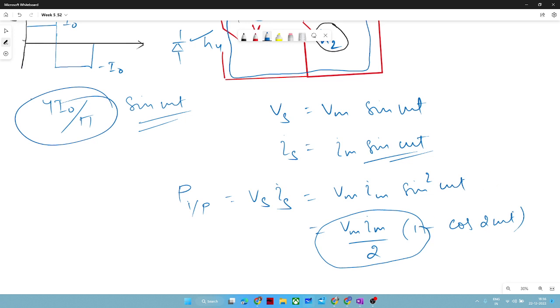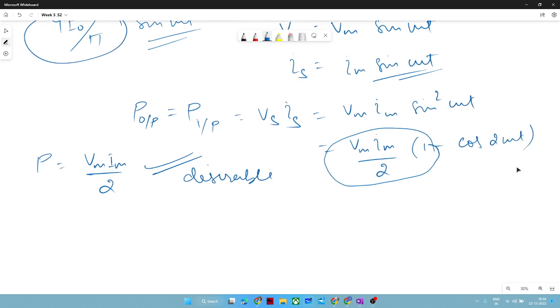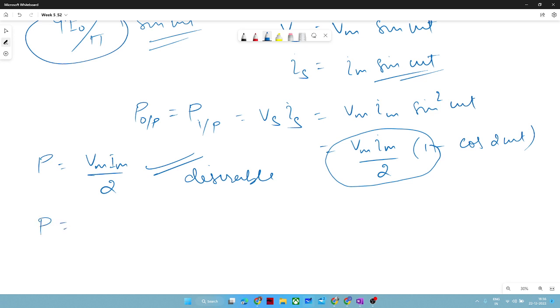This is the DC component of power. But again, we are getting a second order oscillating component of power. And that P input will go to your P output for the ideal condition. For that, you will get Vm Im by 2 as power, which is desirable. But even in the ideal case, you will get P equal to Vm Im by 2 with the same magnitude of cosine 2 omega t, a second order oscillating ripple.